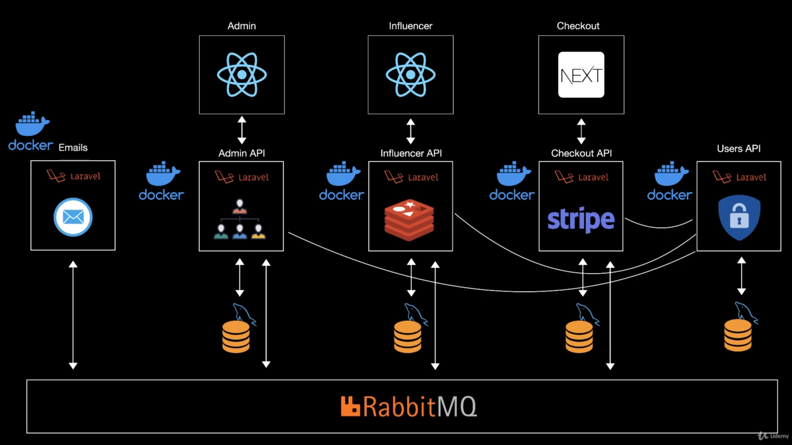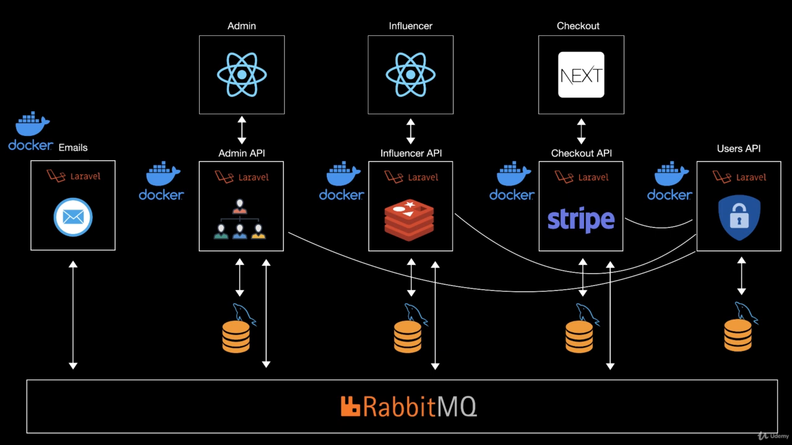The admin API, influencer API and checkout API all have a dependency on the user, so we created another users API, and those microservices will internally call the users API. So we will have an API call from the front end and an API call from the backend. The emails API's only job is to send emails, and all the microservices will connect with RabbitMQ to send events if an action has happened.